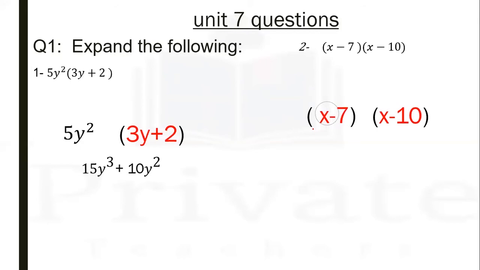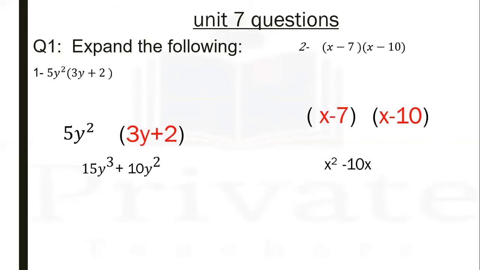So for the expansion of the brackets, we take the first value from the first bracket and multiply it by the whole bracket, and then we take the second value from the first bracket and multiply it by the whole bracket. So when we take x, we multiply it by x. X times x is x to the power of 2. Then we take x and multiply it by negative 10. X times negative 10 is negative 10x.